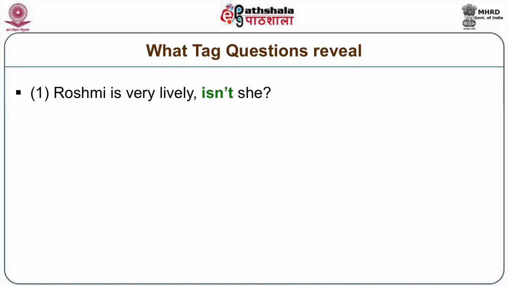A tag question appears in an example like, Roshmi is very lively, isn't she? Isn't she is called a tag question in the sentence, Roshmi is very lively, isn't she? Here you can see that the tag question echoes part of the auxiliary, part of the verbal system that shows up in the auxiliary. Is an auxiliary in Roshmi is very lively.